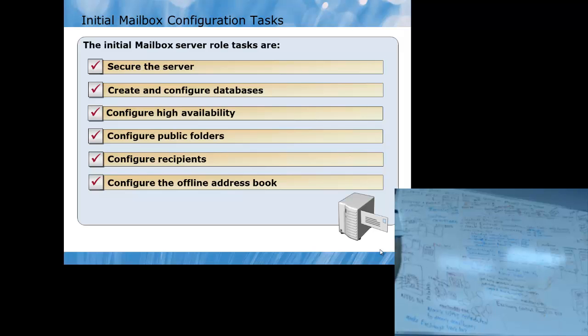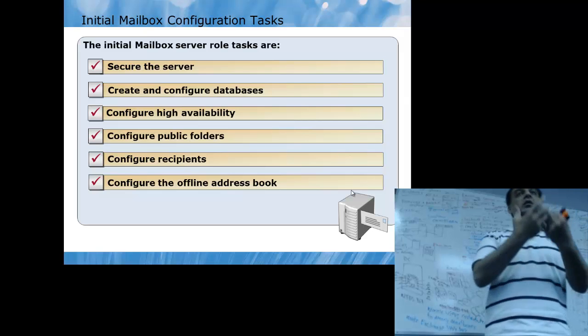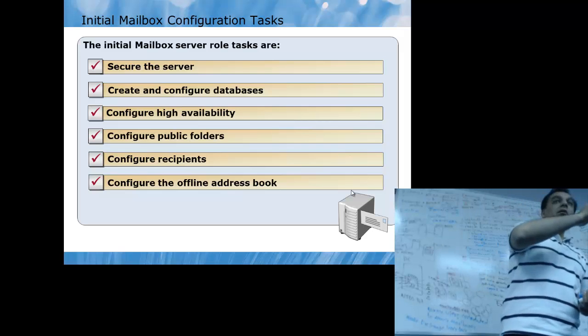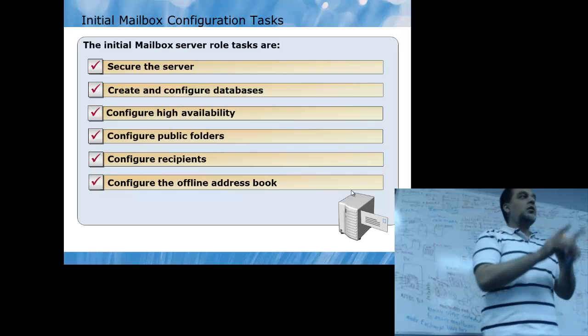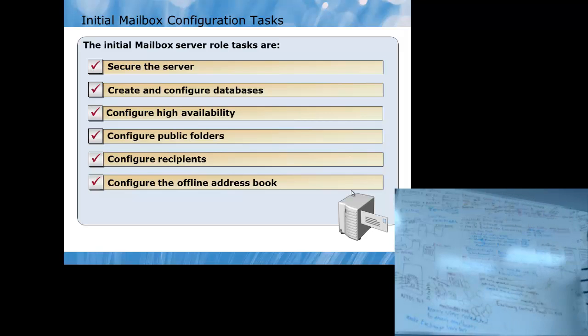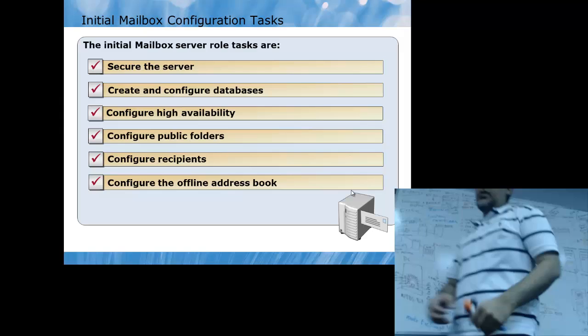Okay guys, let's start. This slide talks about the mailbox server role. Now you're sitting in the mailbox server role. We already verified that our mailboxes are working, they are sending email, they are receiving email. We checked that mailboxes are fine. Now your first task would be to secure your mailbox server. How do you secure it? We're going to check that out. Create and configure databases, configure high availability, configure public folders, and all that. This is all done in the mailbox server role.